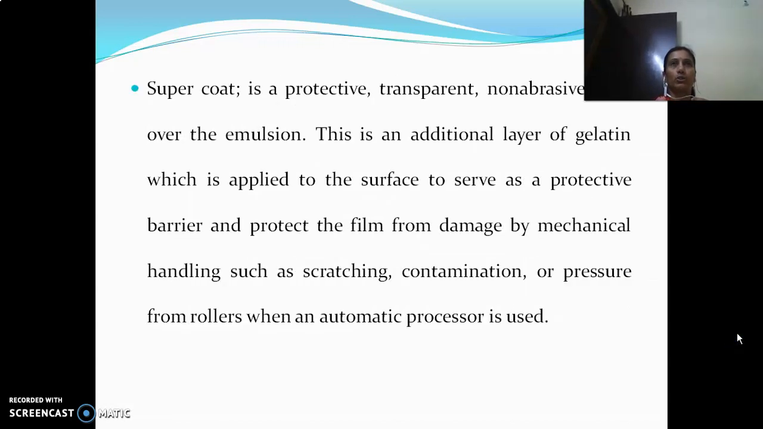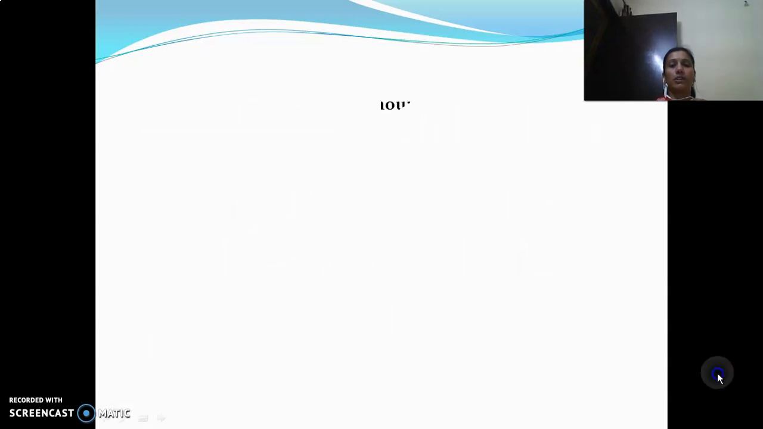The supercoat is a protective, transparent, non-abrasive layer over the emulsion. This additional layer serves as a protective barrier and protects the film from damage by mechanical handling such as scratching, contamination, or pressure from rollers whenever an automatic processor is used.